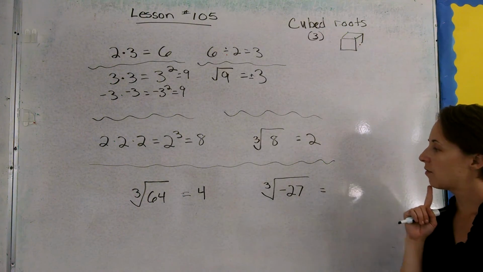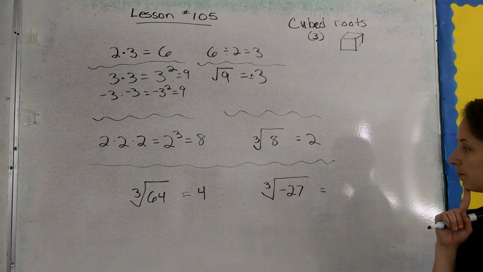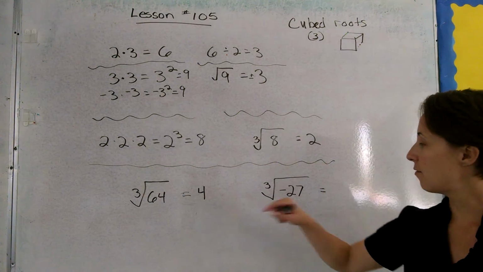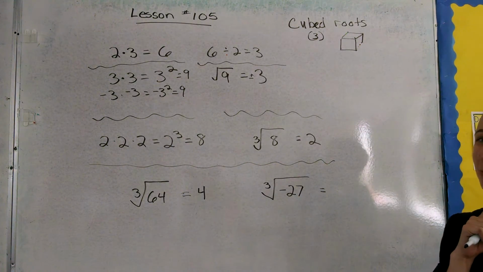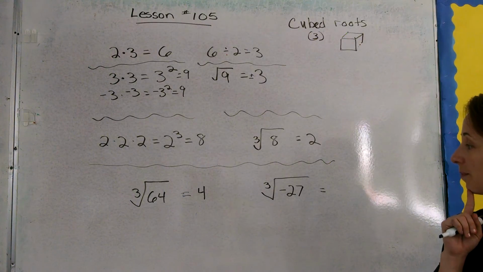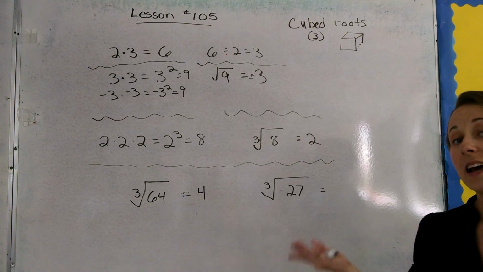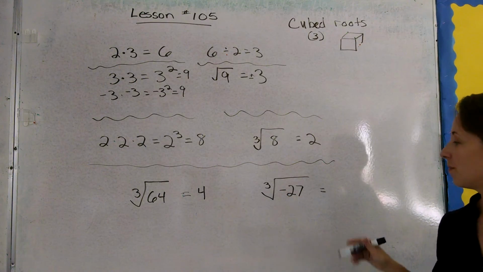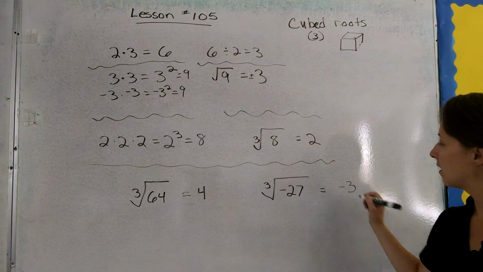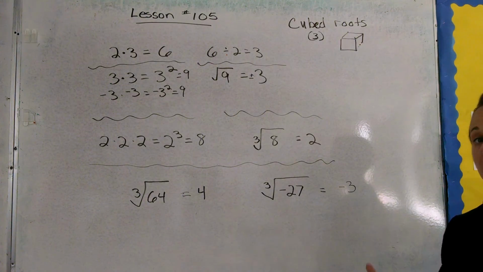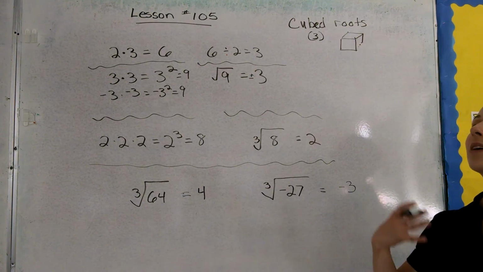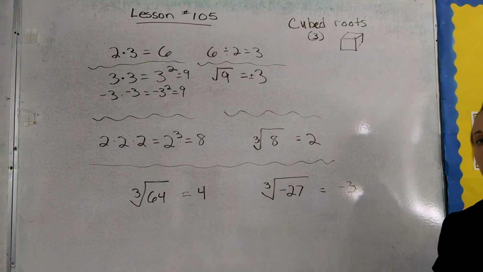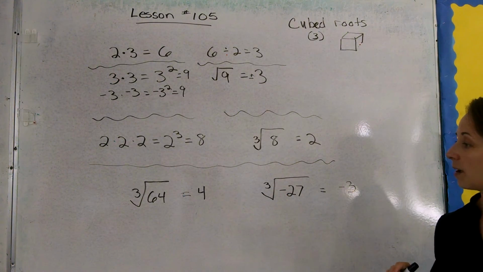What number times itself 3 times makes 27? I know it's not 2. I know it's not 4. It's probably between them. It's probably 3. 3 times 3 is 9. 9 times 3 is 27. But I want it to be negative. Negative 3 times negative 3 would be positive 9. Times negative 3 again would be negative 27. So my cubed root of negative 27 would be negative 3.